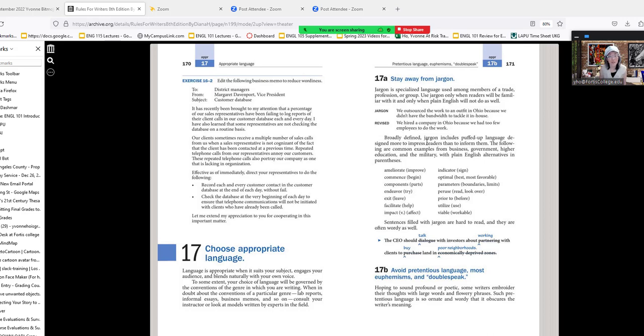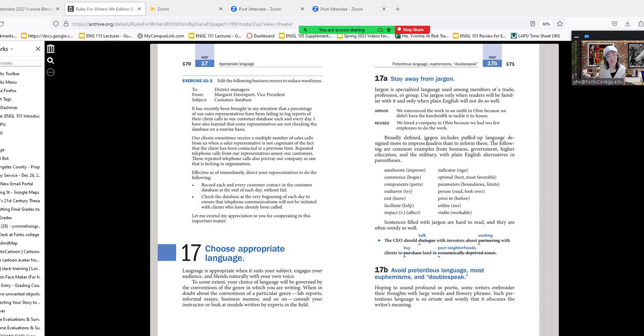So instead of saying ameliorate, you can say improve. Instead of saying commence, you can say begin. Instead of saying components, you can say parts. Instead of saying endeavor, you can say try. Instead of saying exit, leave; facilitate, help; impact, affect; indicator, sign; optimal, best or most favorable; parameters, boundaries or limits; peruse, read, look over; prior to, before; utilize becomes use; viable becomes workable.